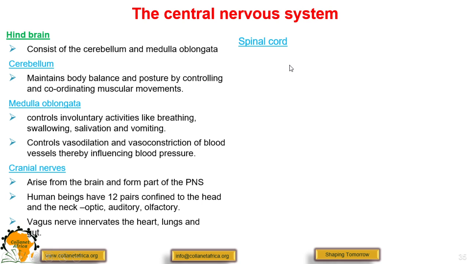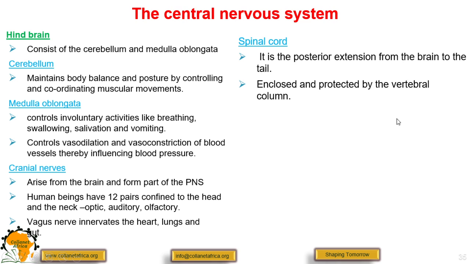We move to the spinal cord, and this is the posterior extension from the brain to the tail. So this is the end part of the brain. It is enclosed and protected by the vertebral column. So the vertebrae, or the bones in the backbone, enclose the spinal cord. Actually, these bones are arranged in such a way that there is a hollow space between these vertebral bones to allow the passage of the spinal cord all the way from the neck region to the tail.